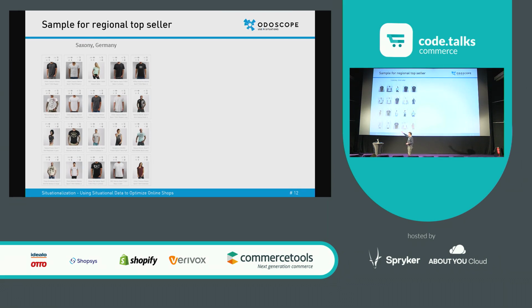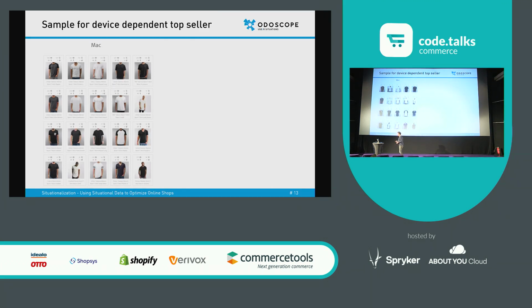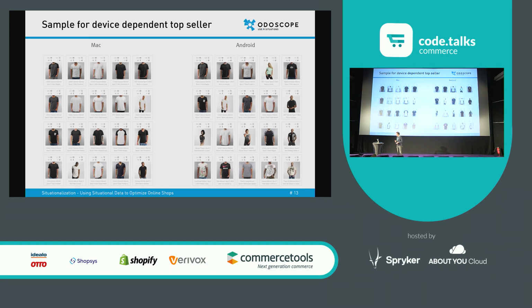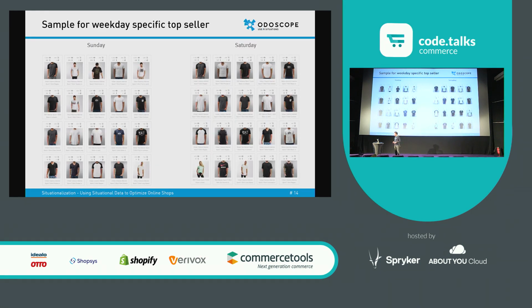If we go deeper, this is, for example, Saxony compared with Bavaria. So it's a huge difference. People buy different things in different regions. This is, for example, a Mac user compared with an Android user. It also differs. And this is an exercise every one of you can do. Just go into your database. You have the data. You have it already. Just look it up, and you will see. This is, for example, the weekday, Sunday compared to Saturday.